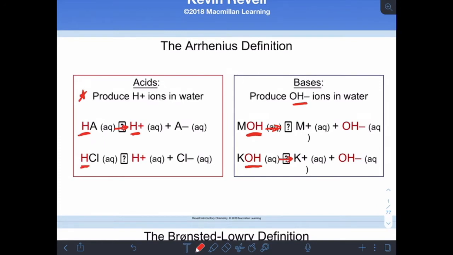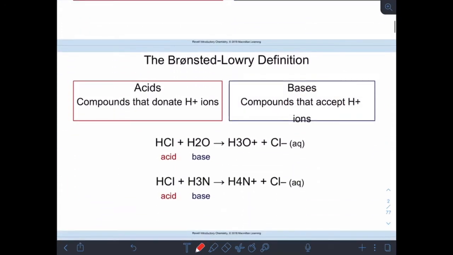Now, a better definition is called the Bronsted-Lowry definition. The reason that I say that it's a better definition is because not all acids and bases behave quite the same way. So sometimes something can be an acid or a base, but it doesn't look like it's an acid or base. So the Bronsted-Lowry definition is that acids donate H plus ions and bases accept H plus ions.